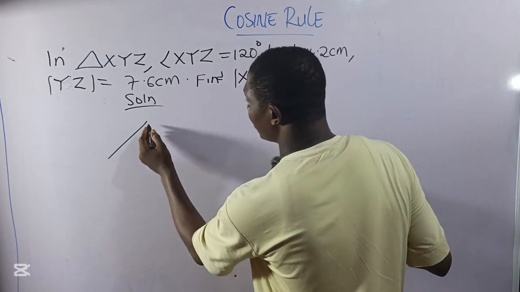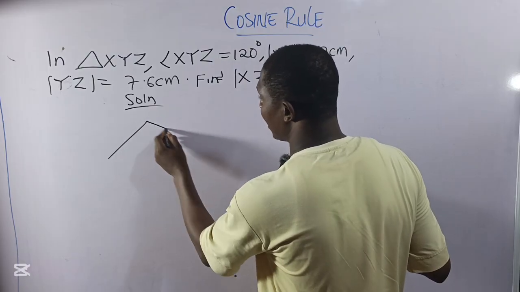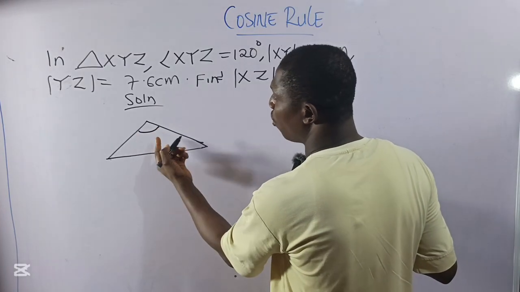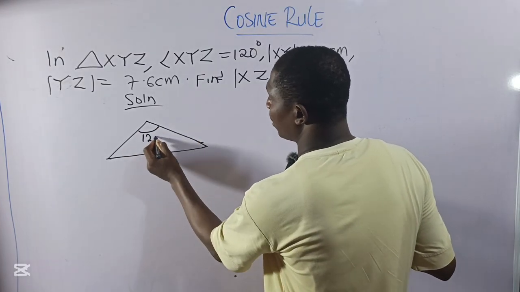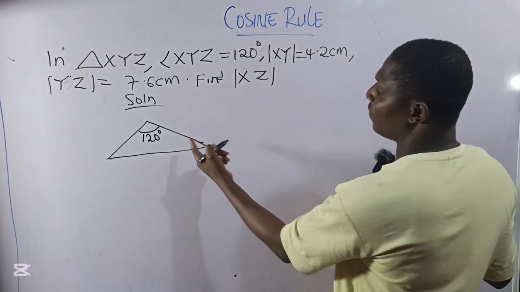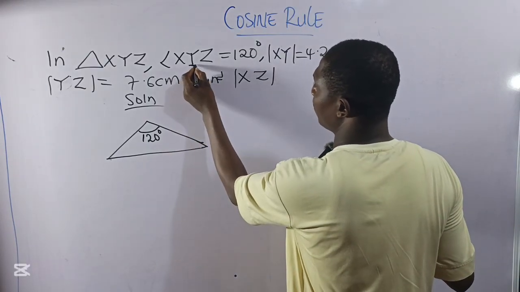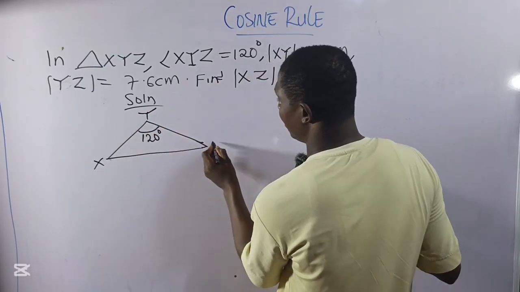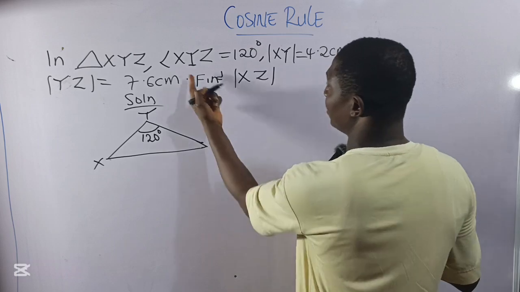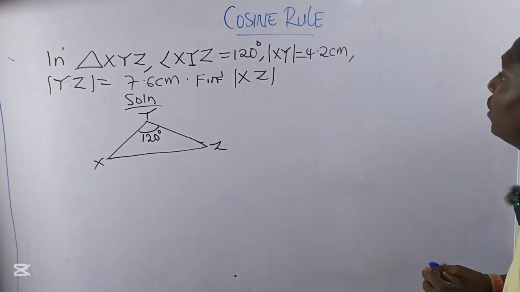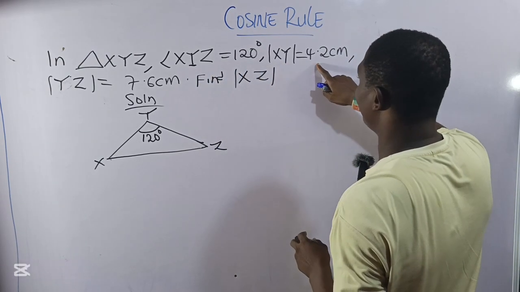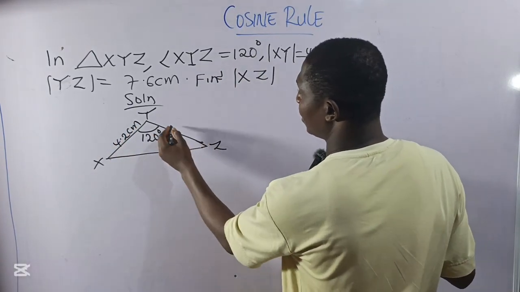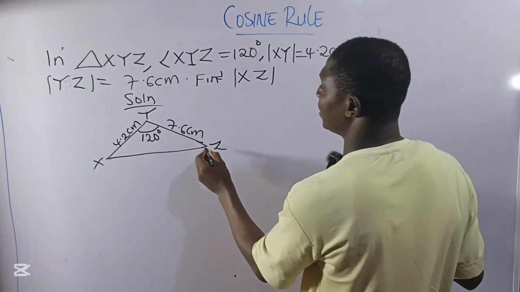So let me say, if the angle is greater than 90, I always like having it at the top. So we can see that this angle is more open compared to this and this. So I have my 120 degrees here. And if I have my 120 degrees here, that simply means here must be my what? Y. Because it's Y that actually has that angle. And I can have my X here and my Z here. So XYZ is equals to 120 degrees, like you can see. Now, we're given XY as 4.2, so we have our 4.2 cm here. And our YZ is given as what? 7.6 cm.